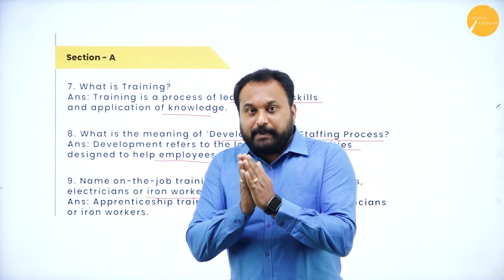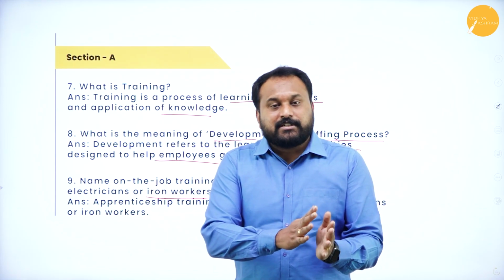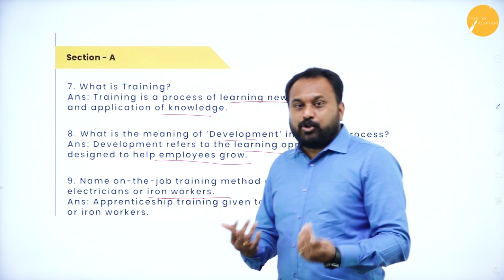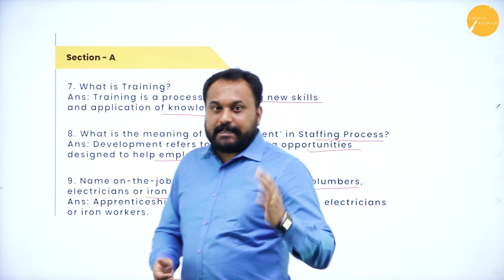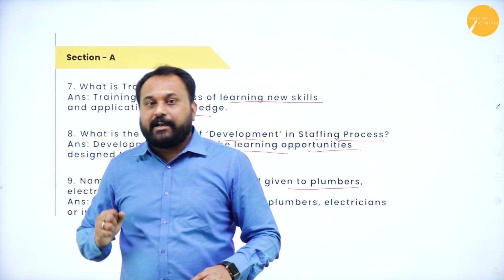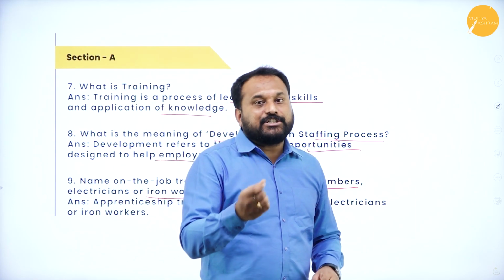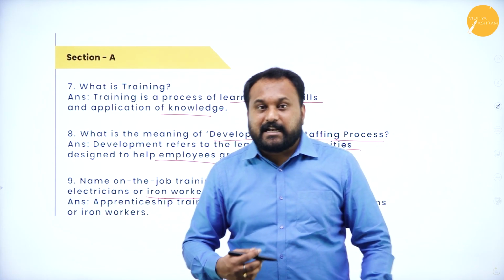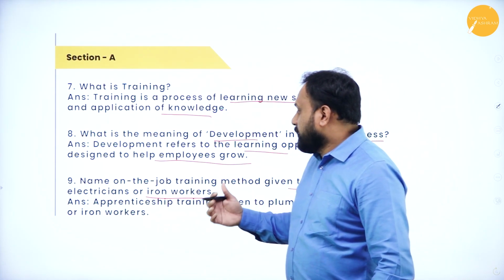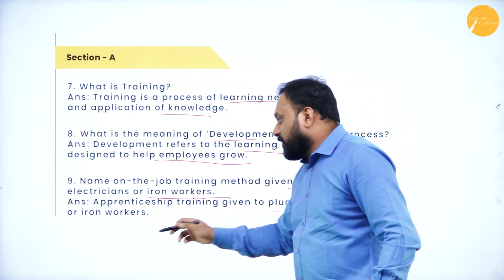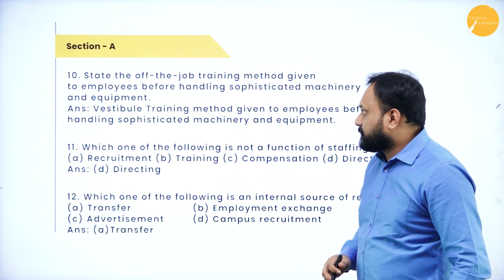Now, in on-the-job training, there are many types, but when it comes to the plumbers, the electrician, or the iron worker, he doesn't know it, but he's working on it. He's really working. Somebody else is guiding him. So what type of training is it? This is called apprenticeship. What is it? Apprenticeship, where the person will tell him what exactly they are supposed to do. Apprenticeship training is given to the plumber, electrician, or to the iron workers.